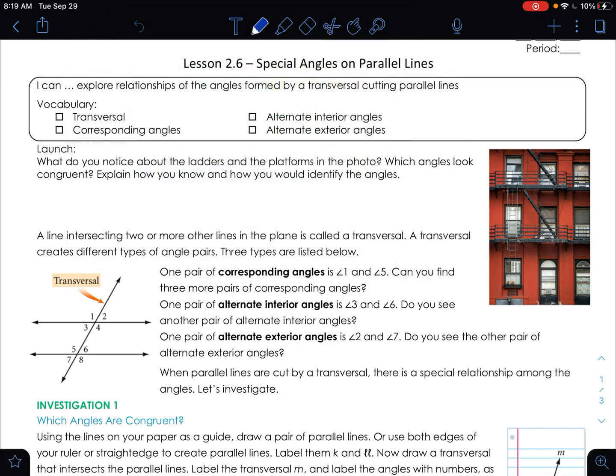So in the launch activity, you have a picture of these ladders and platforms that are going up a building. It's a fire escape. And the question asks, when you're looking at these pictures, which angles look congruent? And do you notice anything about the ladders and the platforms? A few things that you might notice is the ladders are parallel.